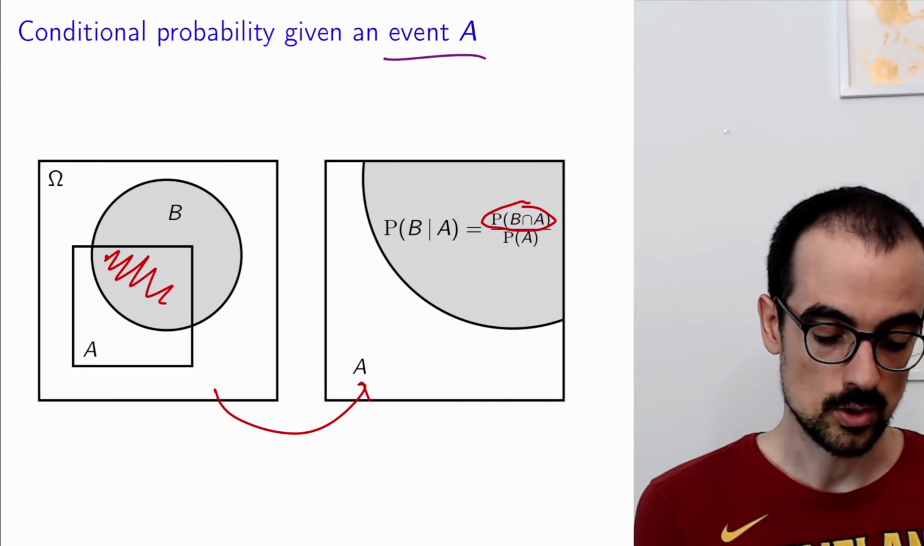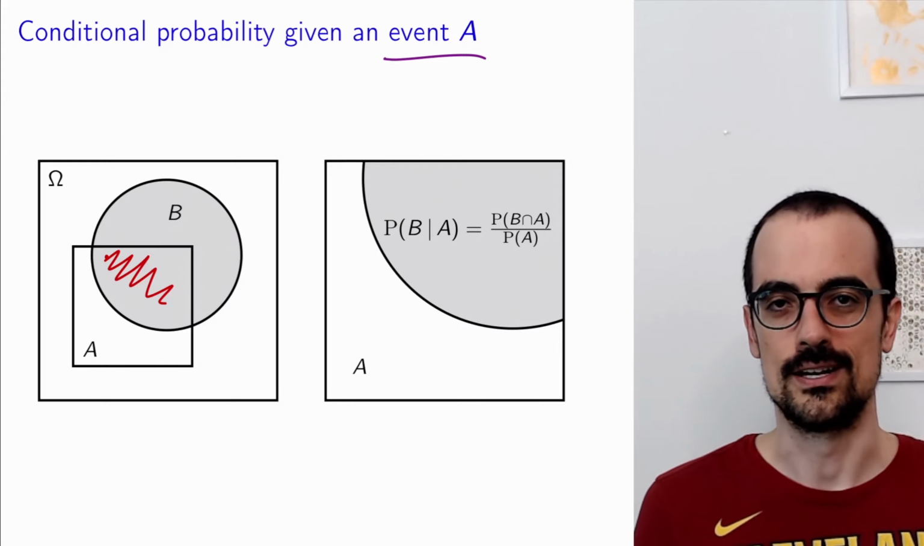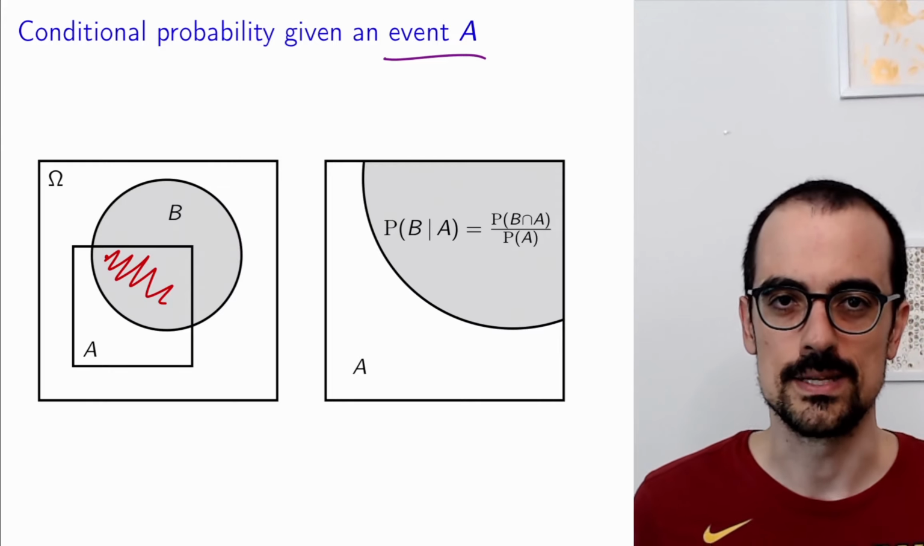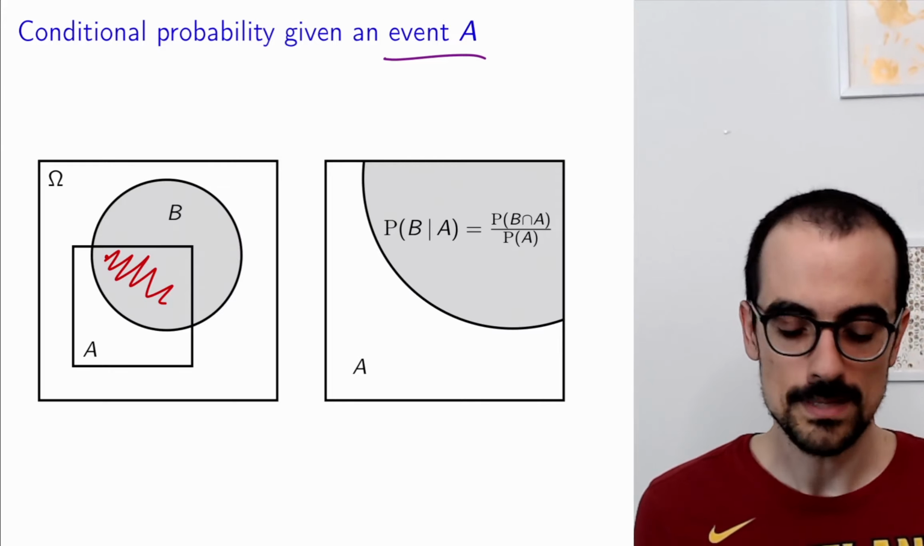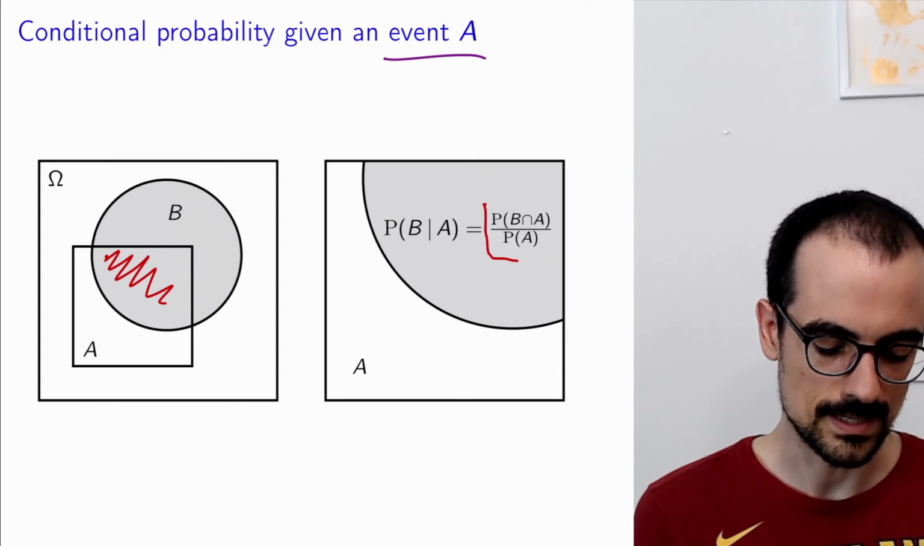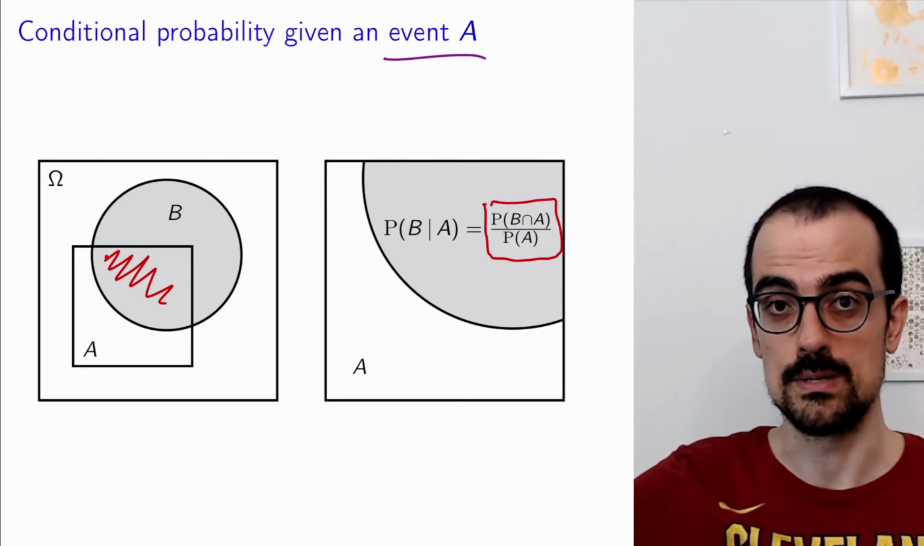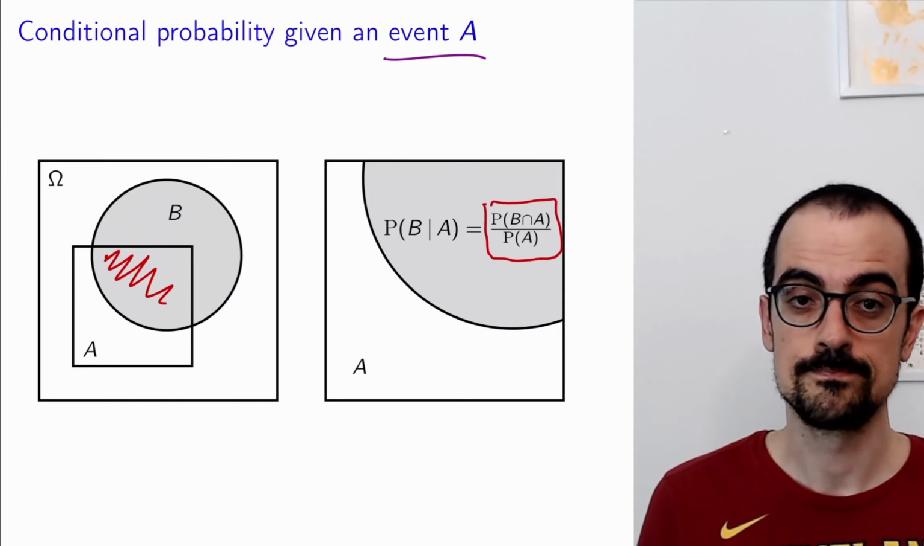Hopefully this gave you a quick idea, or refreshed a little bit what conditional probabilities mean. At the end of the day, the conditional probability of B given A is the probability of the intersection divided by the probability of A. And what it means is, if we know that A happened, what's the probability that B also happened?